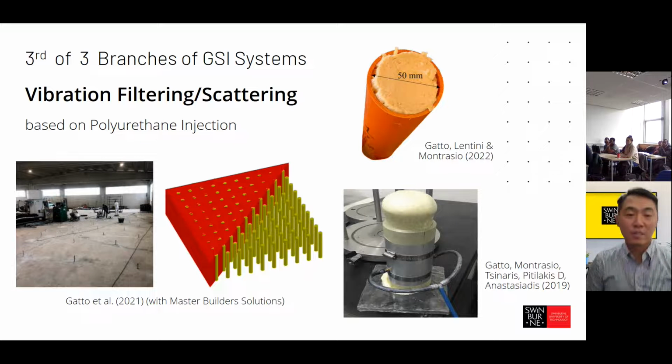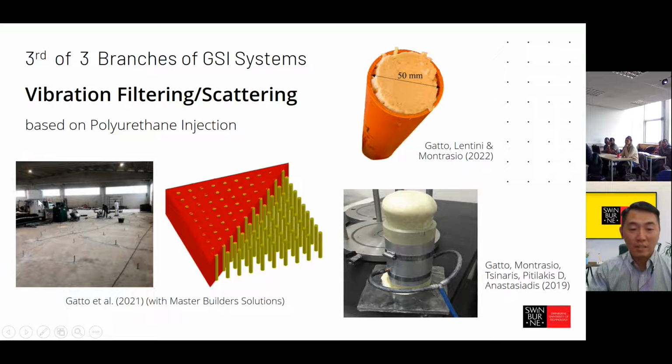And another fantastic research that can also be regarded as the third branch of GSI system is the use of polyurethane injection. The concept is that many of those technologies that I've introduced in the previous slides are mainly for new buildings, right? Some are applicable to existing buildings, but most are for new buildings. And so there is a group of Italian researchers, also collaborating with Greek researchers, who are studying the properties of polyurethane and using it for injecting into the ground of existing buildings through the footing.